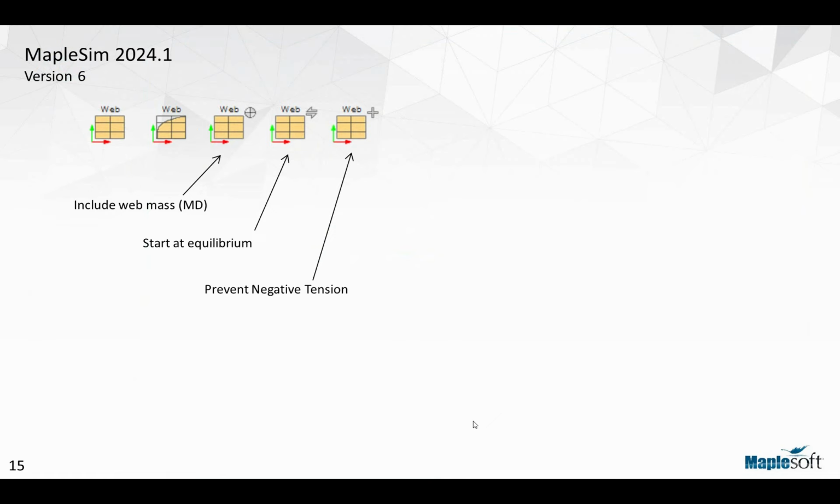Moving on to the options that were added to the web properties. So we had the linear material, nonlinear material, and in 2024.1 we added 3 options to the web properties. One was to include the web mass in the machine direction. The other one was to start at equilibrium, and the last one to prevent negative tension. And I'll have examples to explain what these options do.